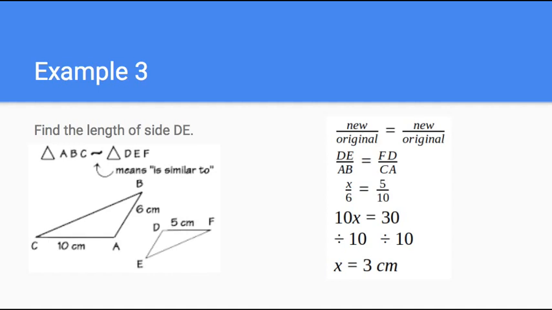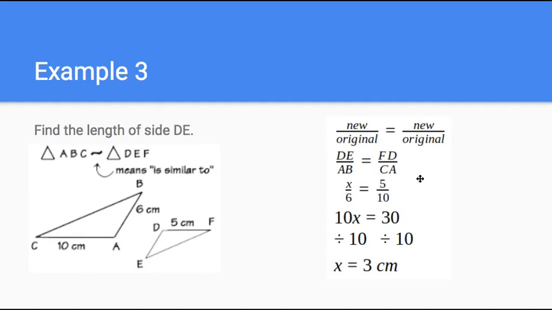Now, in this case, it really doesn't matter how you set it up. You could have put 6 over x is equal to 10 over 5, and that would have gotten you the same answer because, with a proportion, as long as the parts match up. So in this case, these are corresponding sides. These are both from the smaller triangle. These are both from the larger. As long as there's a relationship there, it doesn't matter how you set it up.